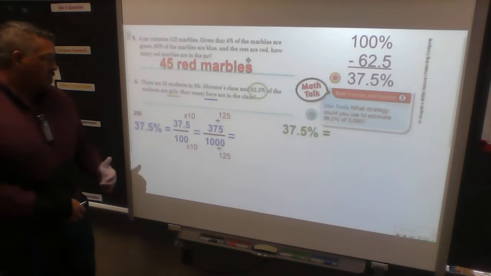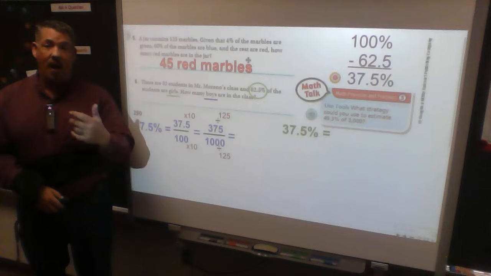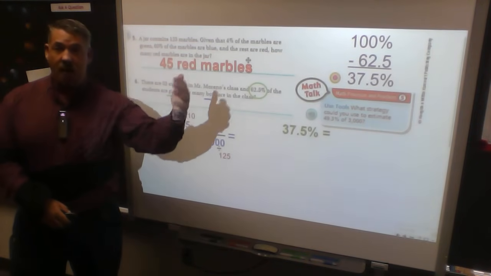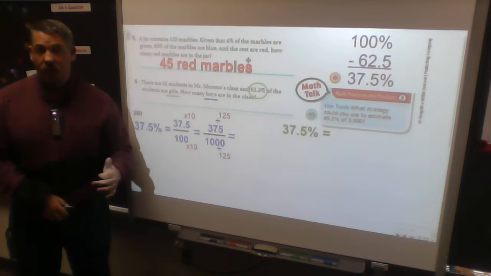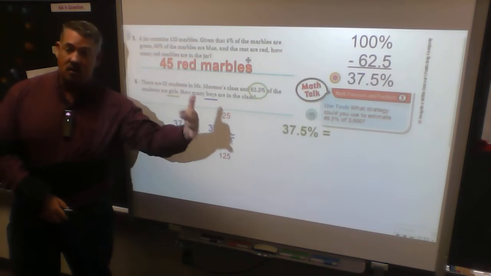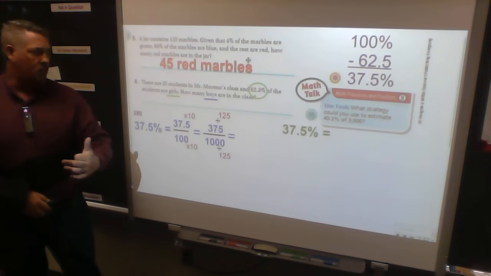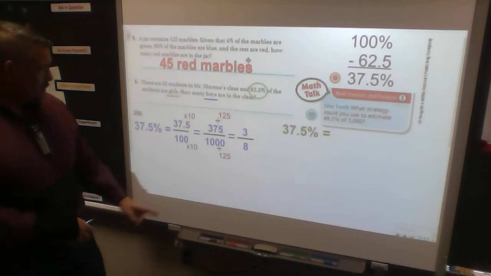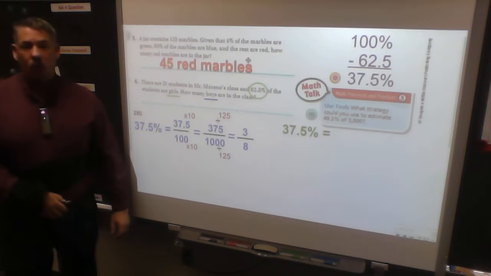When I reduce, I can see that 125 goes into both of them. And maybe you divide by 5 and see you can still divide by 5, and then you can still divide by 5. Maybe you reduce by quarters and you reduce by 25 and 25, and then you can see you can still reduce by 5. I don't care how many times you reduce it as long as you get to the right answer. 125 will go into both of them though. And that leaves me with 3/8. That's a number I can work with.